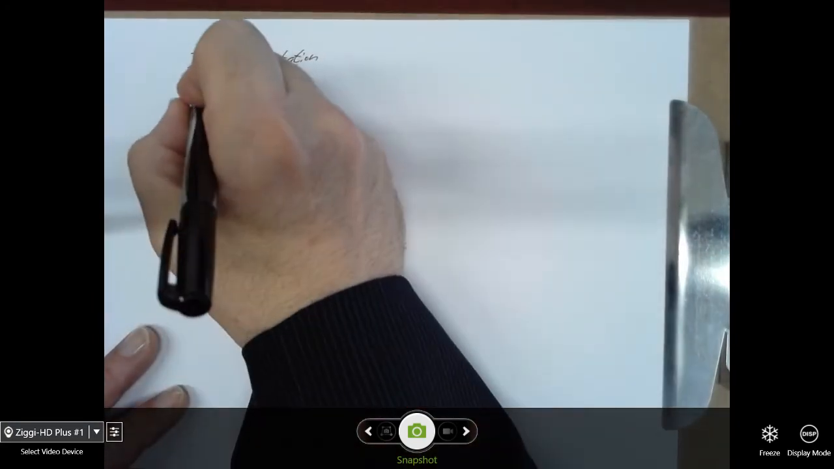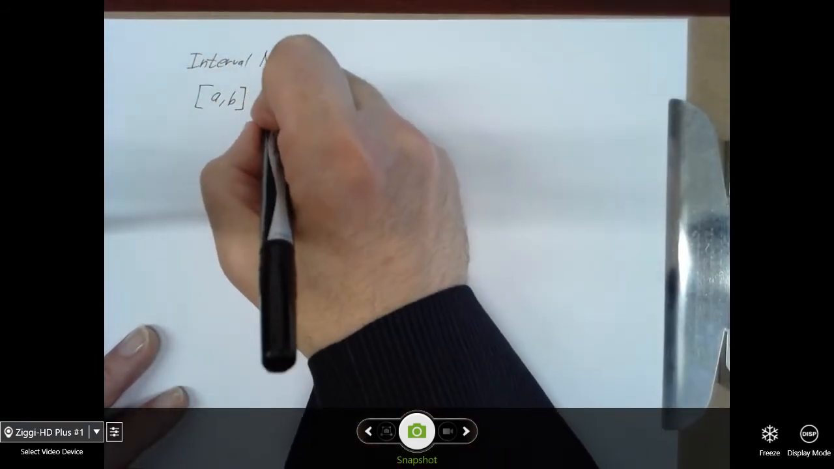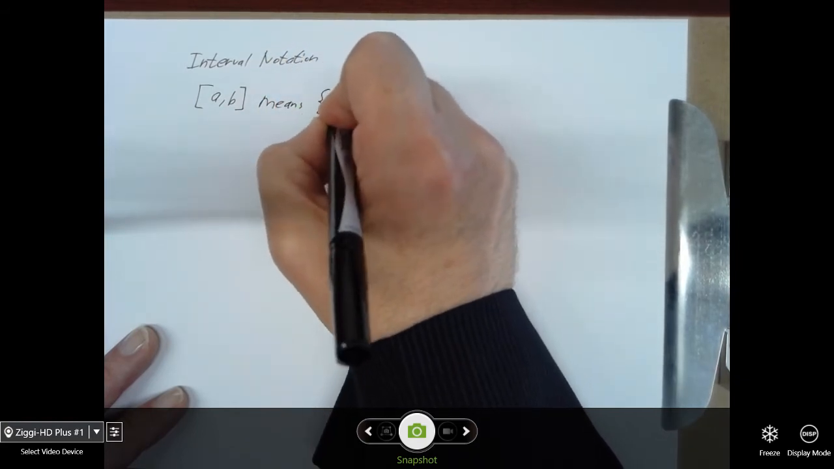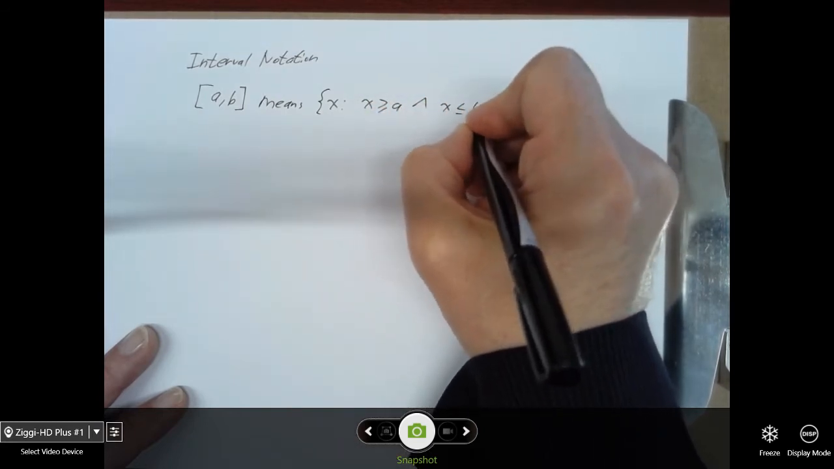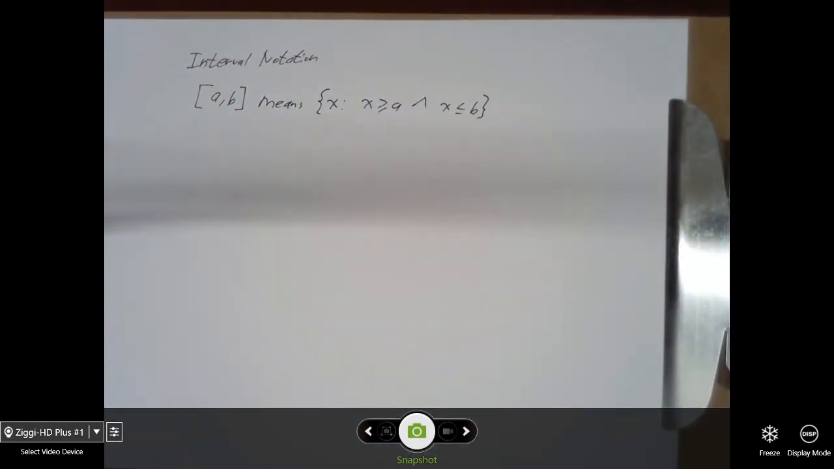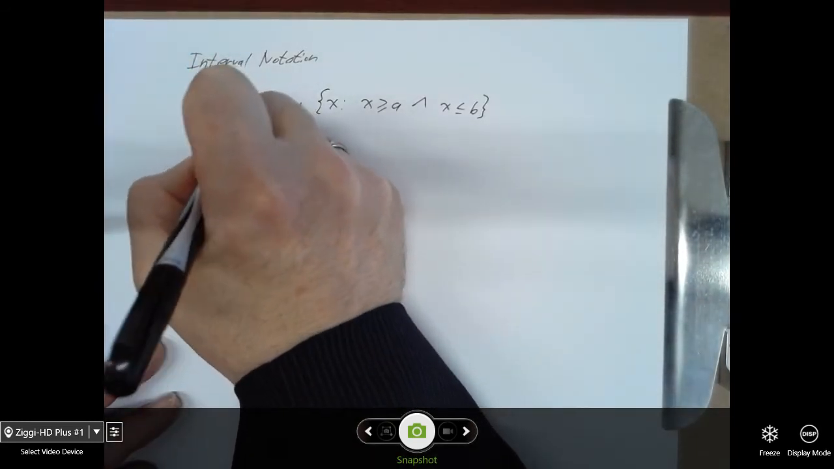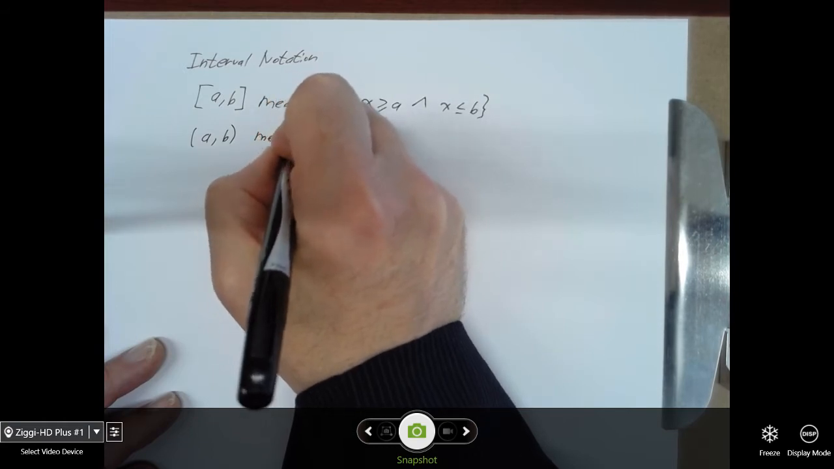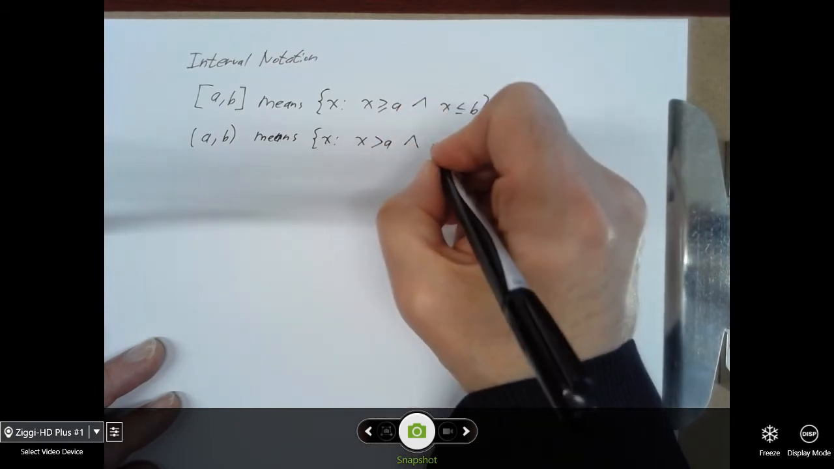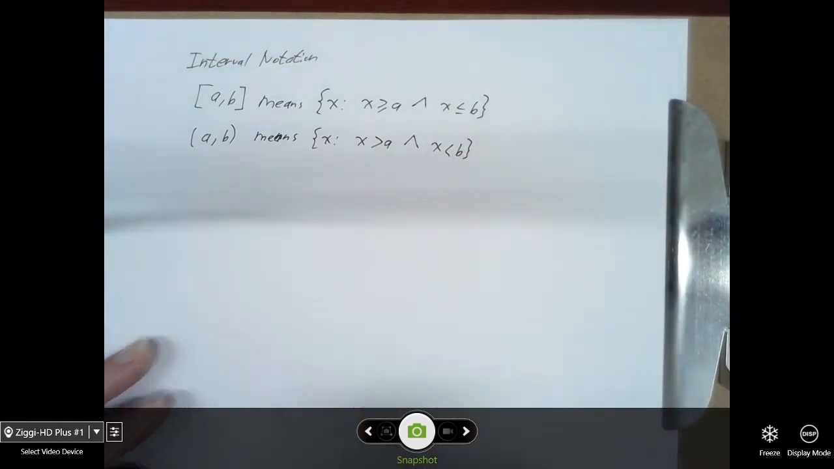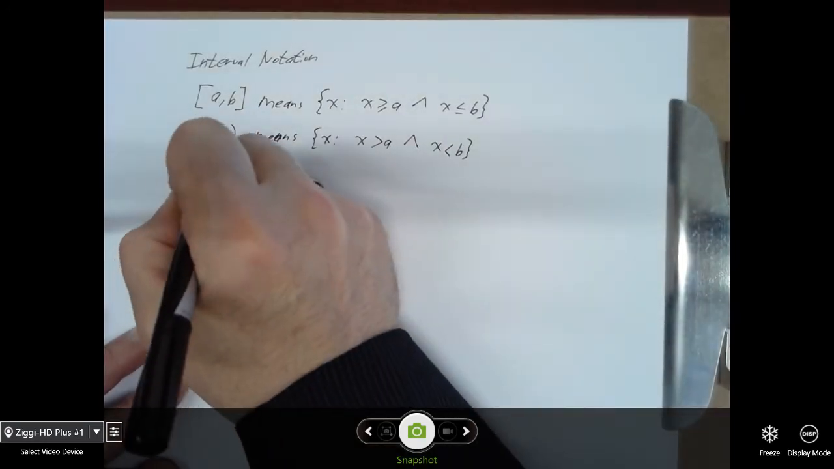And so we can say something like bracket A comma B. And this means the set of all x such that x is bigger than or equal to A and x is less than or equal to B. So it's everything from A to B. And if we use parentheses, it's a set of all x which is strictly greater than A and strictly less than B. So not including the endpoints. And we can do combinations like this.